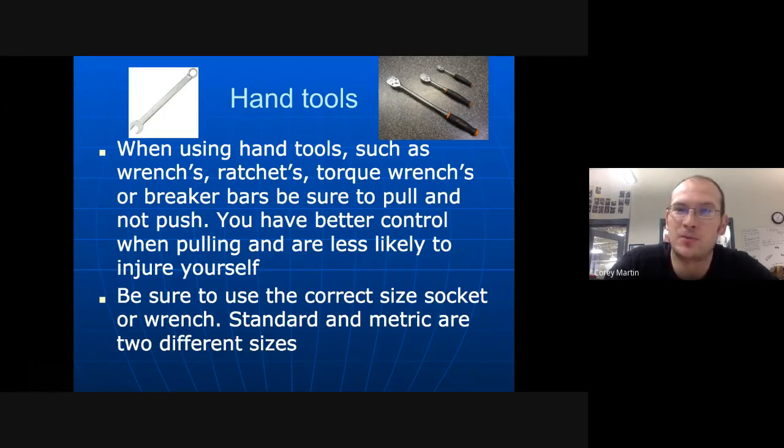You have better control when pulling, and you are less likely to injure yourself. So this is one of those examples that I always give students. Let's say that you're trying to break a bolt loose on an engine. Sometimes you will have to work on an engine while it is running. A lot of times engines have moving parts. So you've got a fan that may be moving, a mechanical fan. You've got belts that are turning. You've got pulleys that are turning.